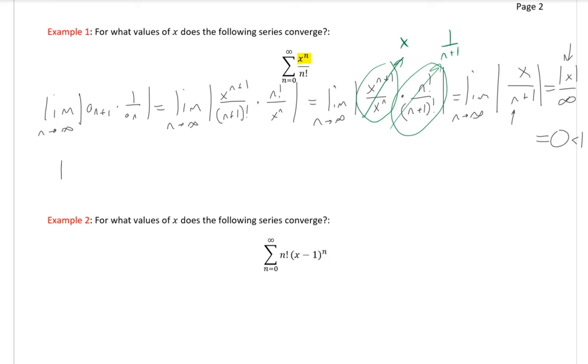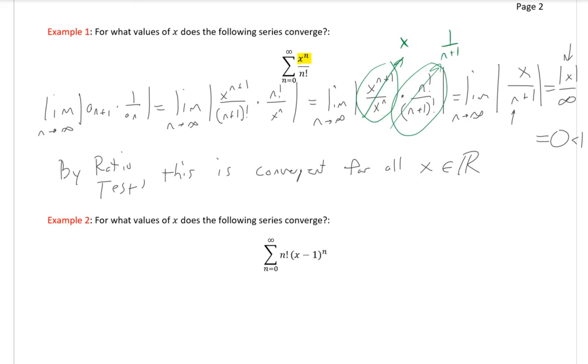So we'll say that by the ratio test, this is convergent for all real numbers of x. X could be any real number, and this would still be convergent. Note that real numbers do not include infinity or negative infinity because those are not numbers. So overall, what we're saying is any value of x would still make this convergent.